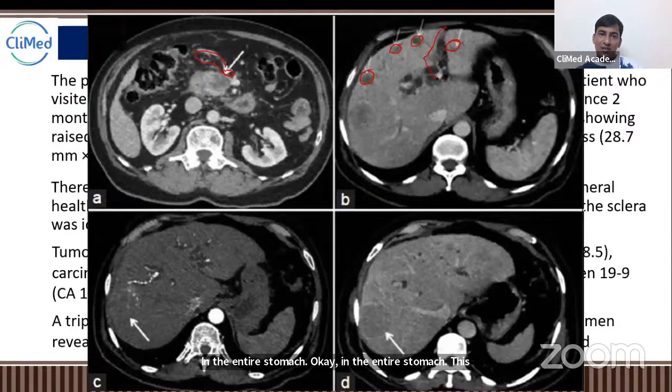This is the pancreas. If you see, this is the pancreas here. I'll tell you the entire anatomy of it.